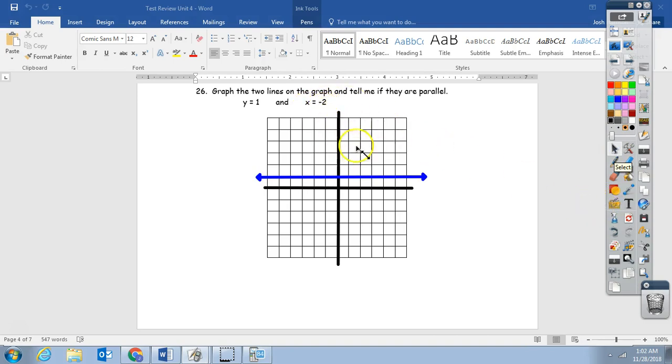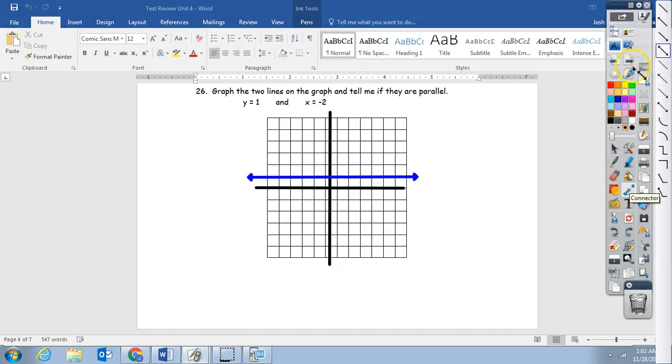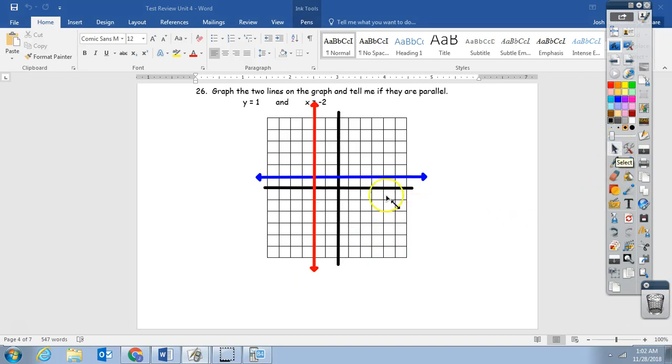X equals -2 is a vertical line, but it's at -2. So you go over to -2 and you graph your vertical line at -2. Notice I had to kind of adjust because I know this thing's a little bit off, but it's -2 the whole time.